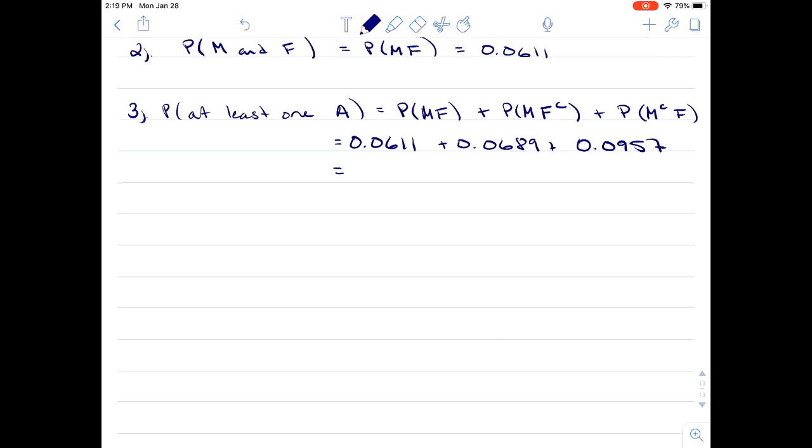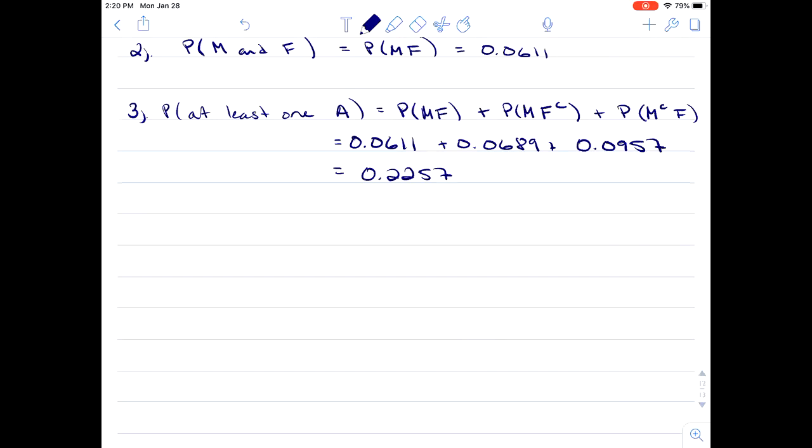I didn't bring my Martha Stewart notes for these, so we'll do it again. Oh well. 0.0611 plus 0.0689 plus 0.0957, 0.22, 0.57. So that's the probability of at least one A.